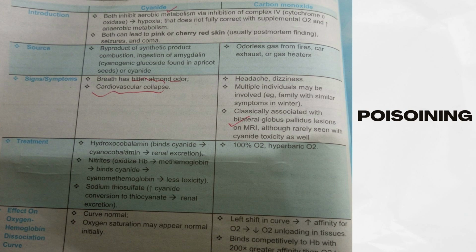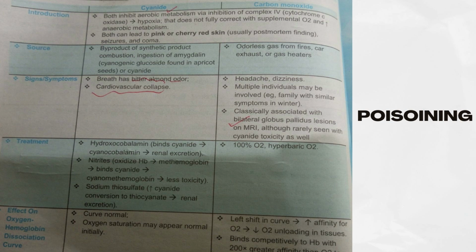Let's talk about poisoning that is related to the pulmonary system. There are two important agents that cause poisoning: one is cyanide and the other is carbon monoxide. They both inhibit aerobic metabolism via inhibition of complex 4, that is cytochrome C oxidase, and therefore they cause hypoxia that does not fully correct with supplemental oxygen, and anaerobic metabolism increases. Both lead to pink or cherry red skin, usually a post-mortem finding, and also cause seizures and coma.